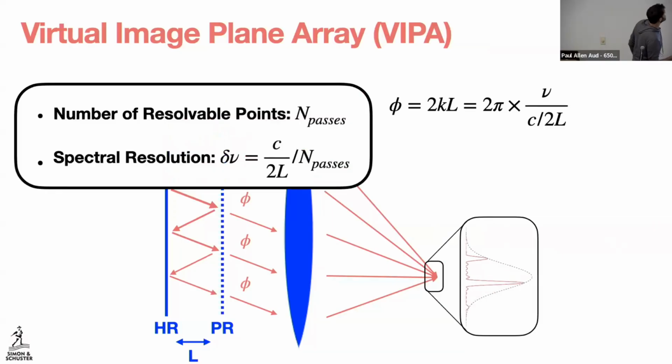And so the picture you should have in your mind is that the number of resolvable spots I'm going to get from this is just set by the number of passes that I have here. And the spectral resolution is set by c over 2L over the number of passes. So this is sort of amazing. The calculation is literally identical to a Fabry-Perot cavity. We've just unwrapped it in space, okay?